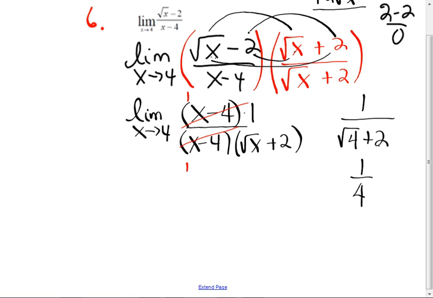How do you study for a test? You cover up your answers, and you do the problems again. Because I don't think you'll memorize them. Try not to memorize them.